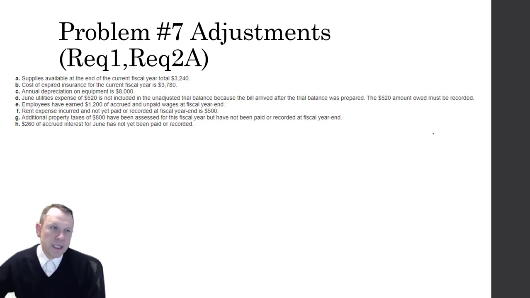Okay, so first thing we're going to do here, again, we're working left to right, top to bottom on the worksheet. That's the way we need to work to get it all set. The first thing we're going to do is look at our adjustments. We've got 1, 2, 3, 4, 5, 6, 7, 8. So we should have 8 debits and 8 credits in our adjusting entries. The adjustments can be found in requirement 2A, the next tab over.